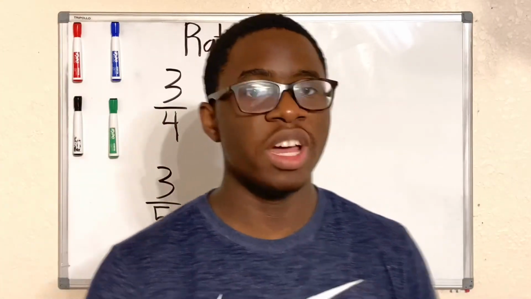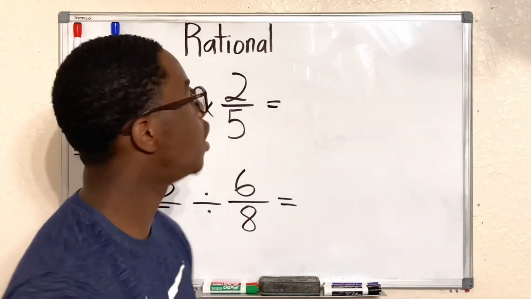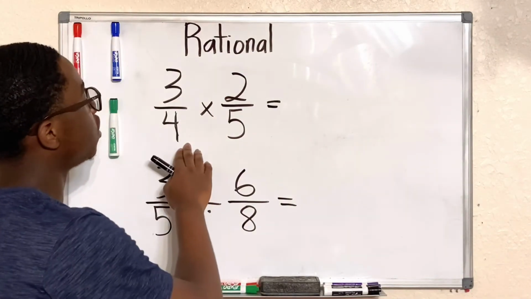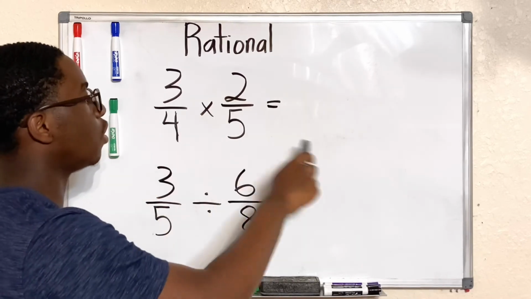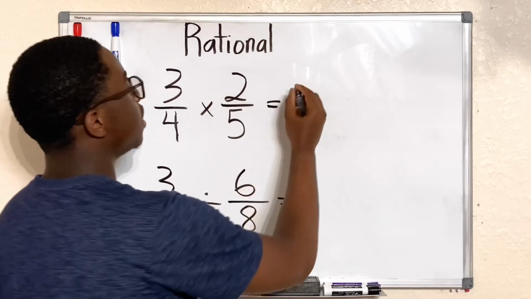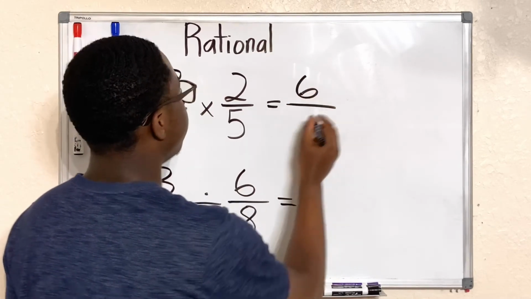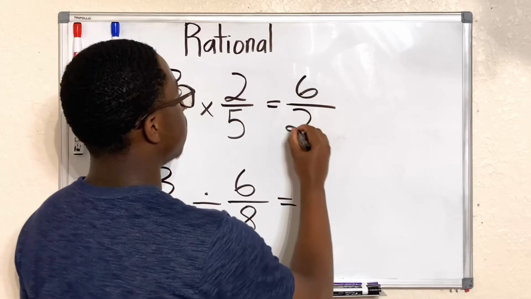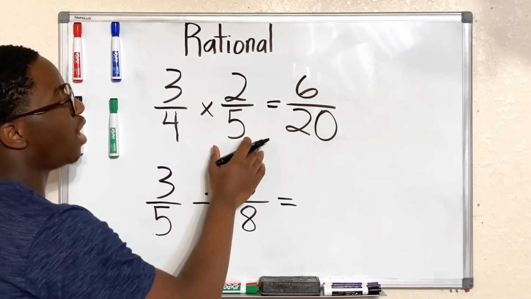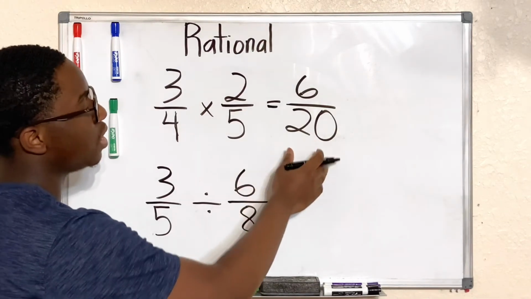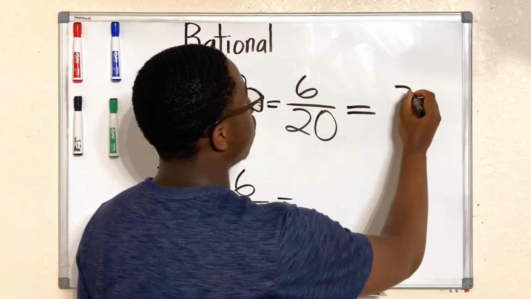Alright guys, so now we have division and multiplication of rational numbers. So what we'll do here, when you're multiplying two fractions, which are rational numbers, all you'll do is just multiply straight across. So 3 times 2 is 6. And 4 times 5 is 20. So 3 over 4 times 2 over 5 will give you 6 over 20. And this again can also be simplified to 3 over 10.